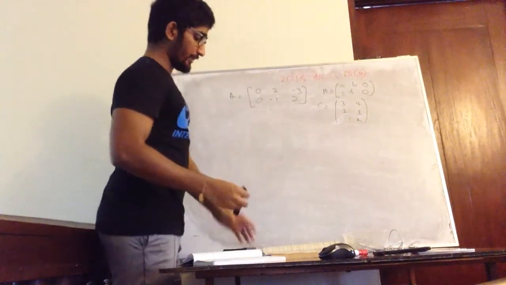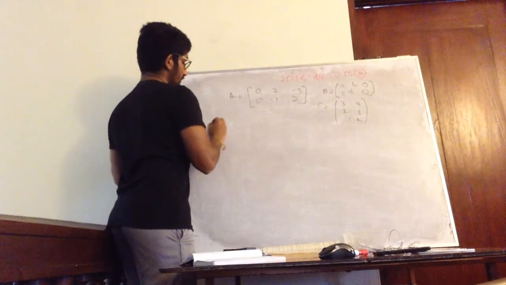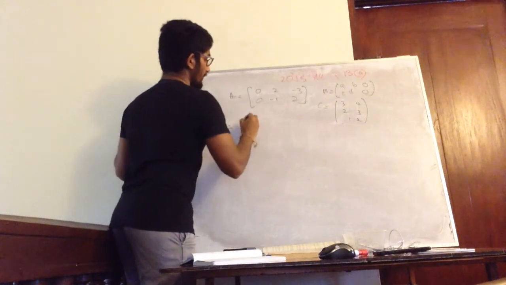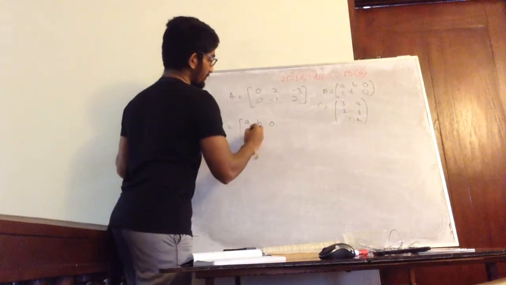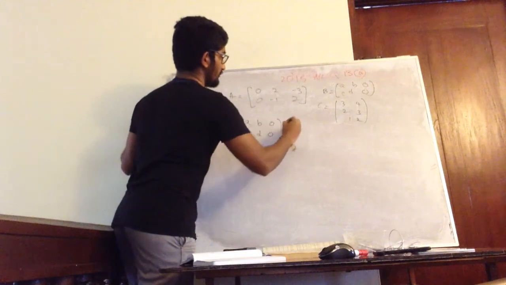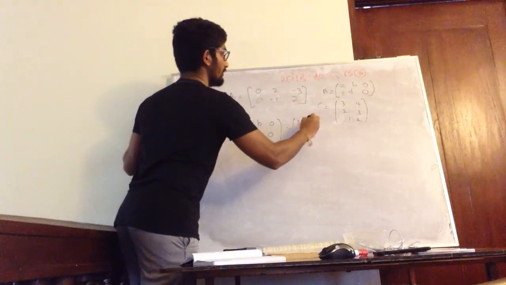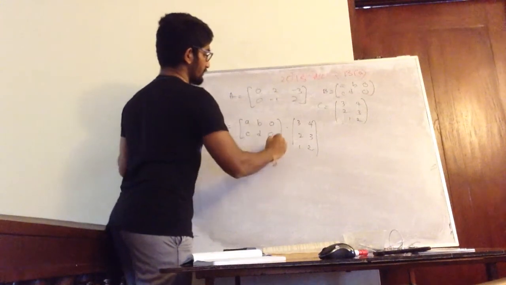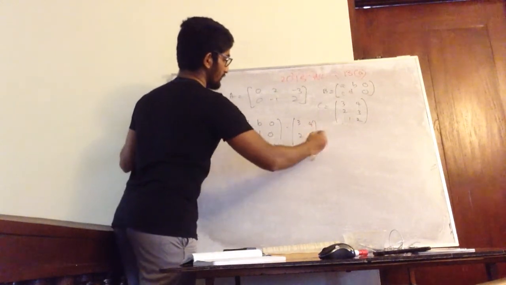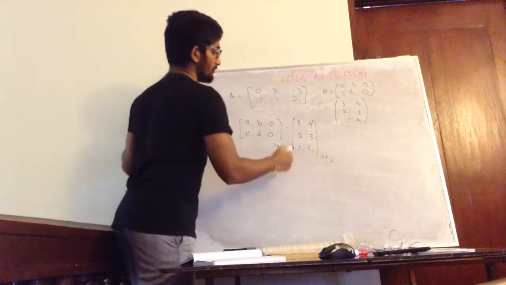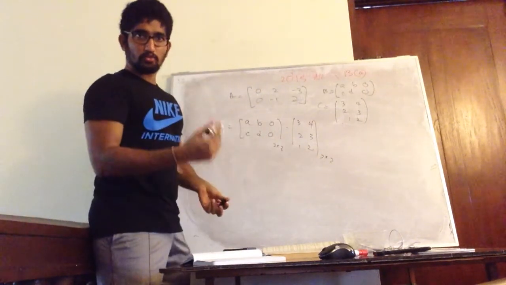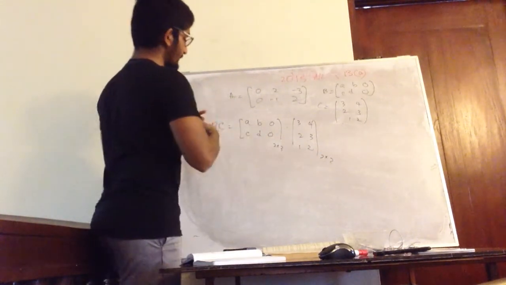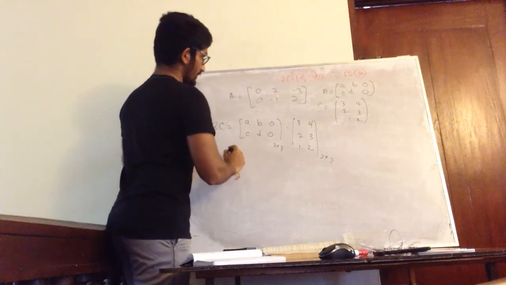So BC equals I2 also, right? Let's see what BC is. AB 0, CD 0 times 3, 4, 2, 3, 1. So what is this? This is 2 times 3. This is 3 times. So the answer should be 2 times 2. Okay, so let's get the answer here.